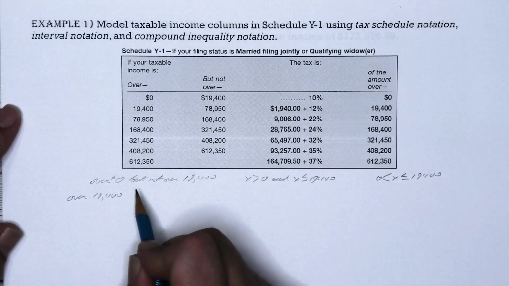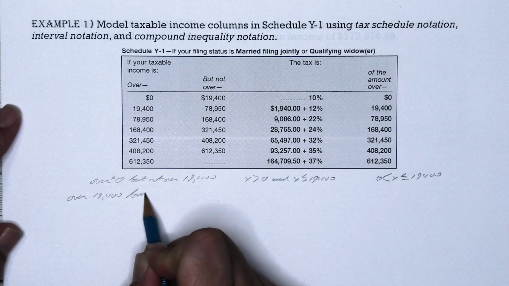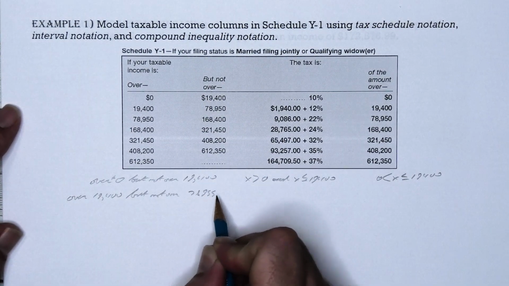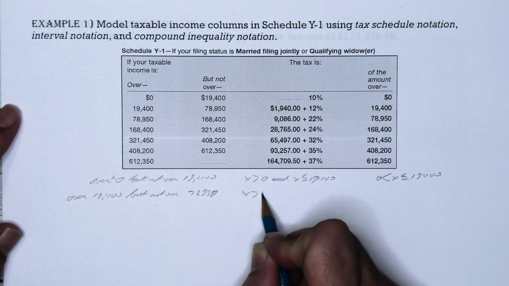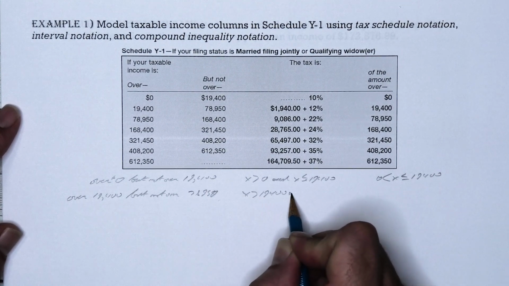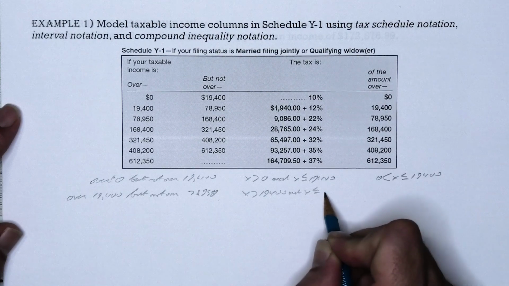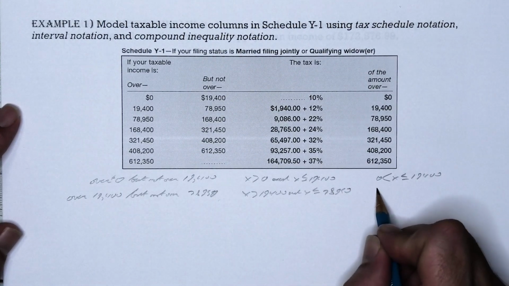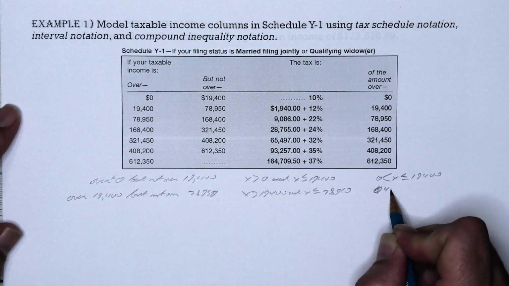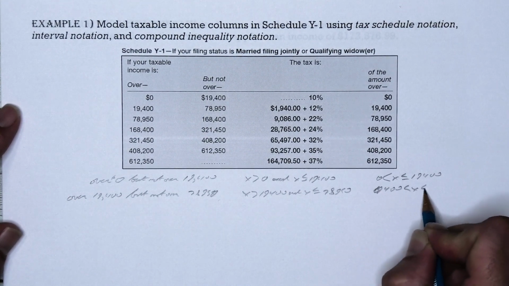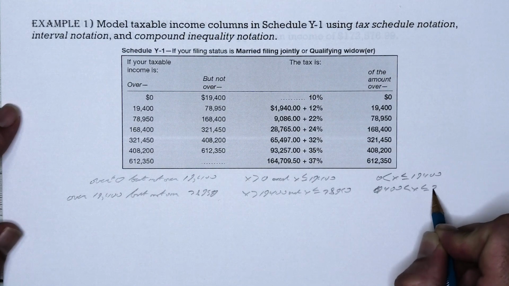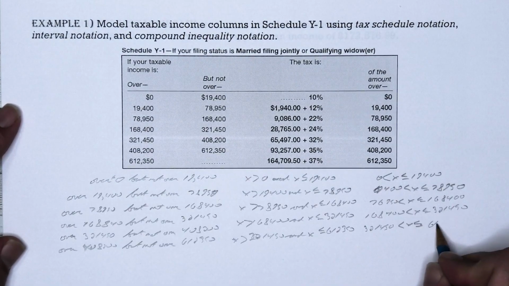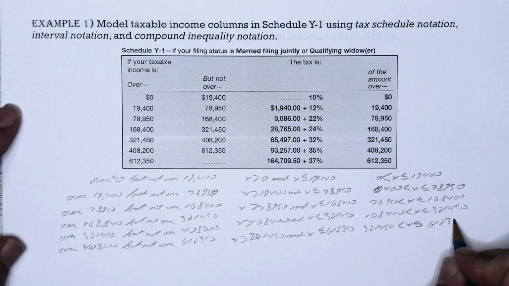Then we have over $19,400, but not over $78,950. This means that x is greater than $19,400 and x is less than or equal to $78,950, which could be expressed as $19,400 < x ≤ $78,950. We'll continue all of this through all of them until we get to the last one, where some different things go on.